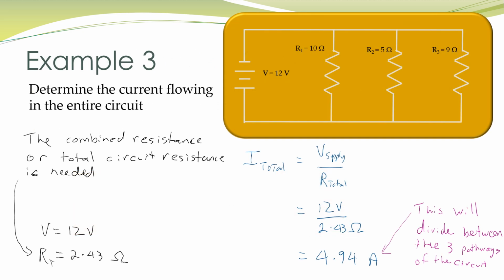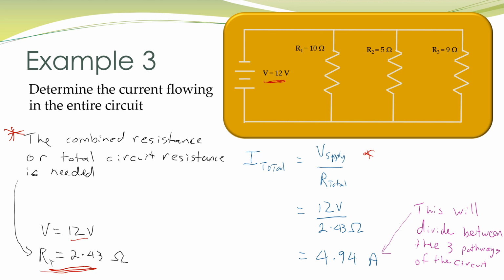Okay, so here's our example of a parallel circuit, and the question asks, determine the current flowing through the entire circuit. The easy way to do this is if we know the total resistance of the circuit, and that's what we worked out last time. So we know our voltage is 12 volts, that's written down there. We know our total resistance, 2.43 ohms from previously. Ohm's law will tell us I equals V over R. Plug my numbers in. 12 divided by 2.43 is 4.94 amps.